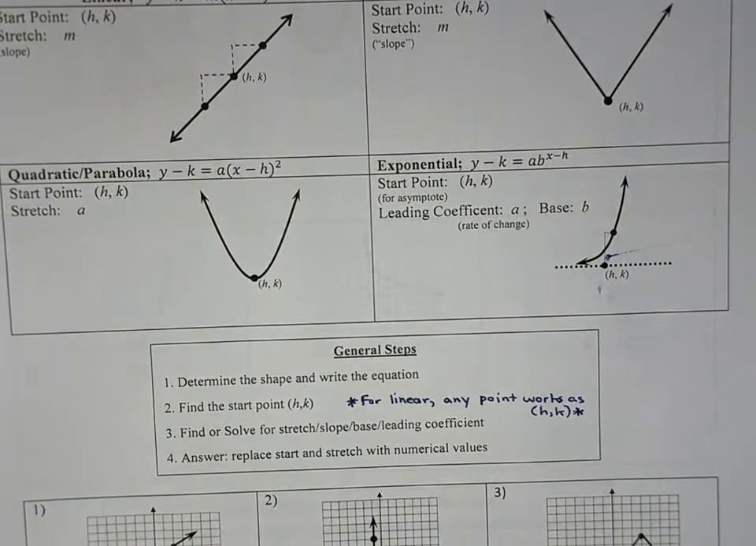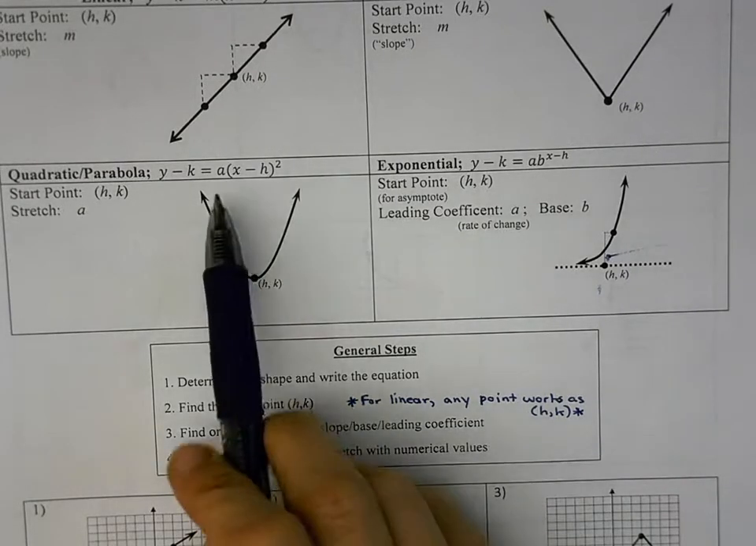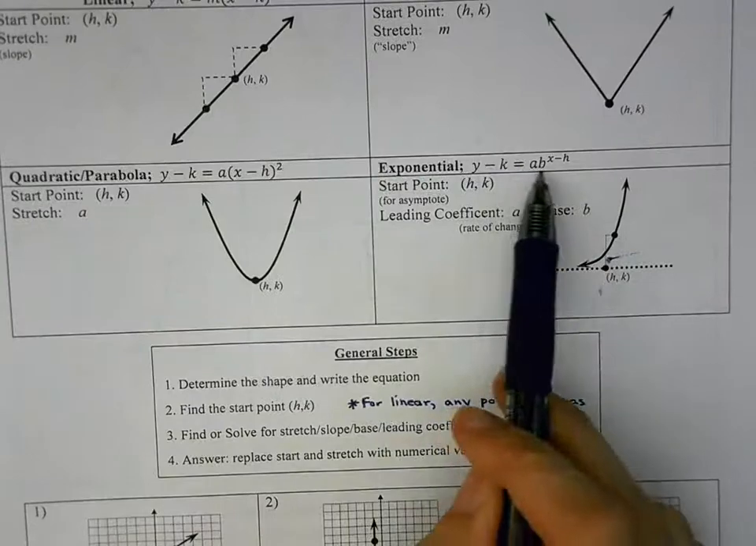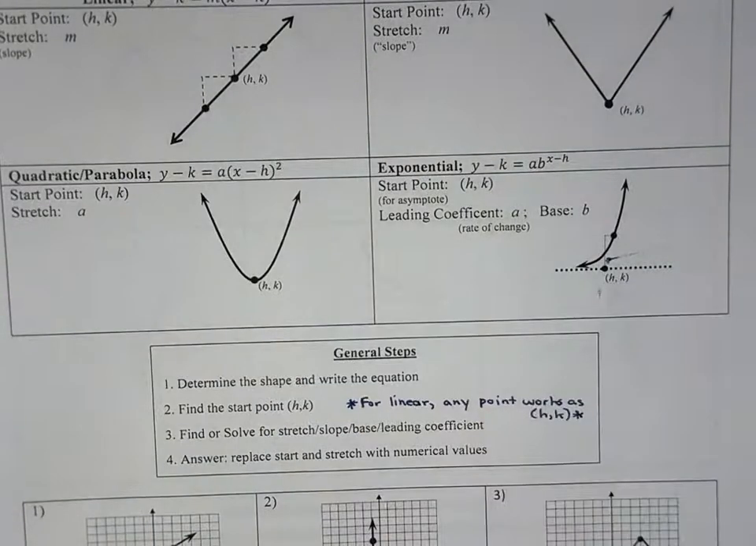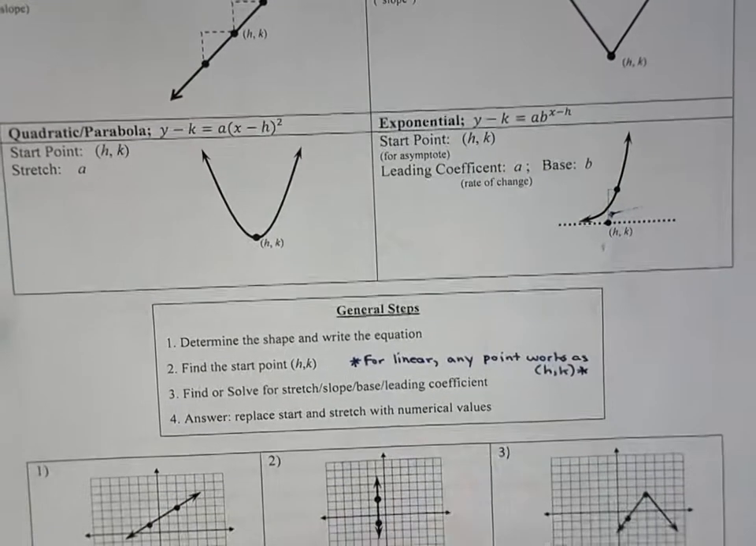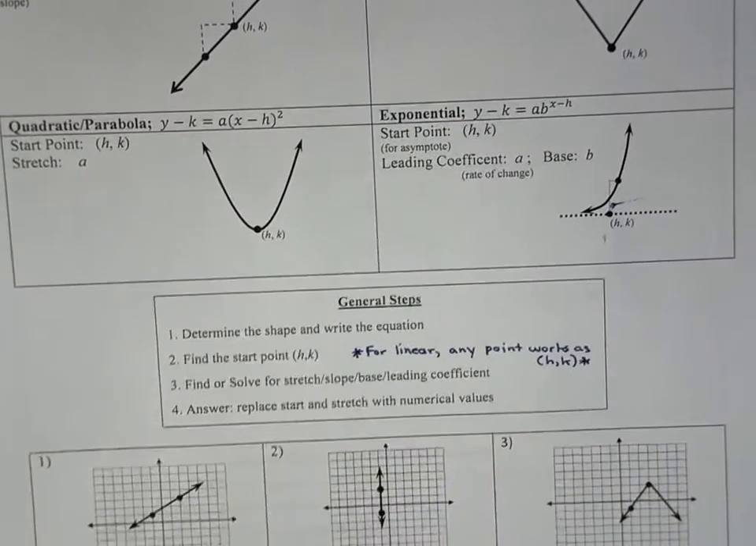Okay? After that, step 3, we're then going to either find or solve for the other elements of our graph. So that could be stretch or slope or the base or the leading coefficient, right? All these other pieces, the A in the quadratic, the A and the B in the exponential, the M's in the linear and the absolute values. And then step 4, put them all in their spot and create your final answer, right?